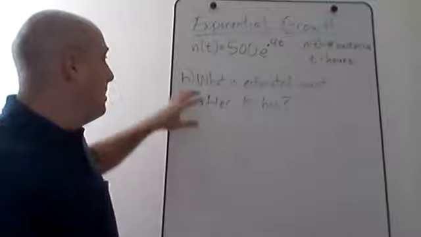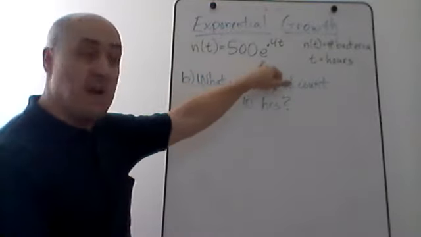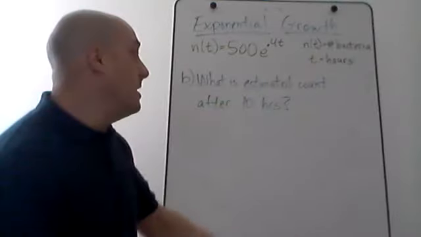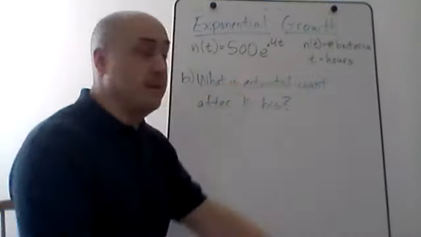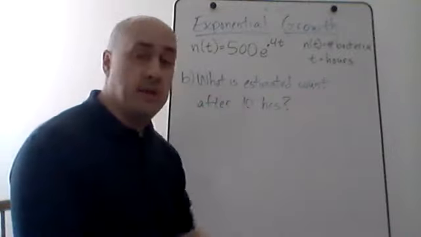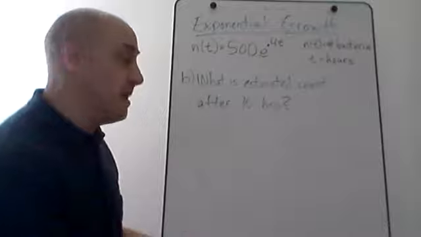All right, so I put our equation that we found in part A up at the top here. N of T equals 500 times E to the 0.4T. Also on the side, just what the variables represent, right? N of T represents the number of bacteria. T is the number of hours since we started counting this population of this bacteria culture.